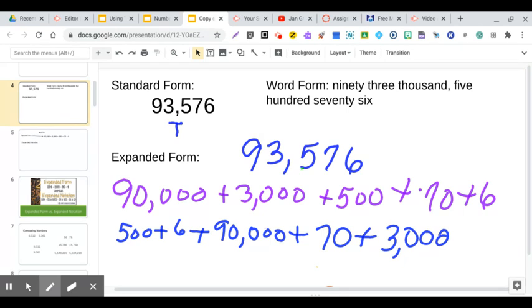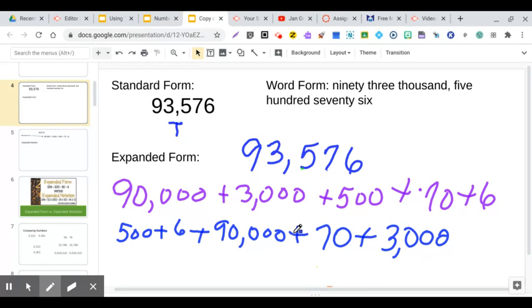Now, why do you need to know expanded form? It's actually very helpful when you're doing some of the skills that we're going to be doing later in the year. And so it is important to be able to make numbers in expanded form. Okay, so the values of the digits.